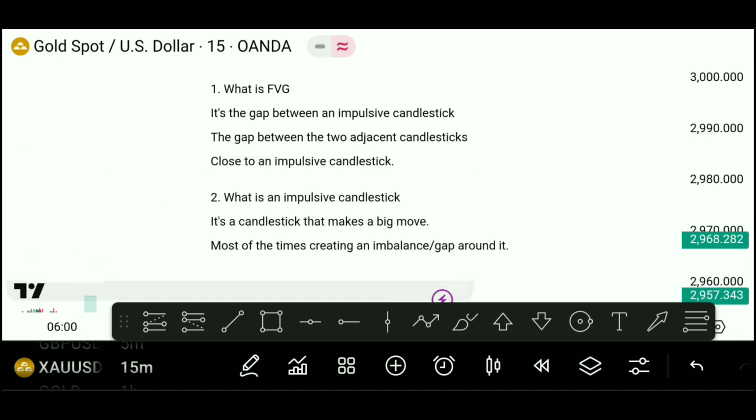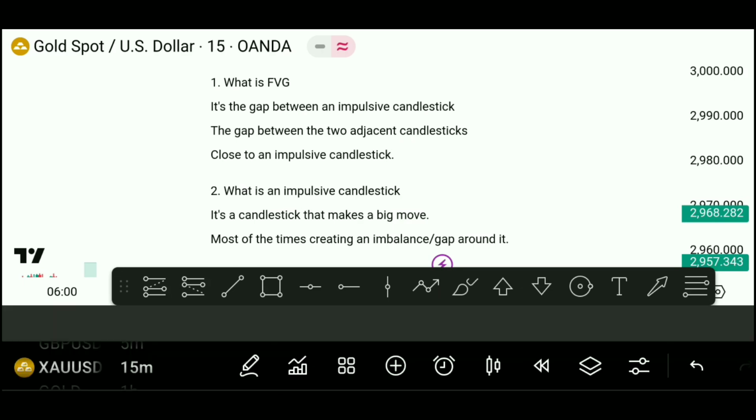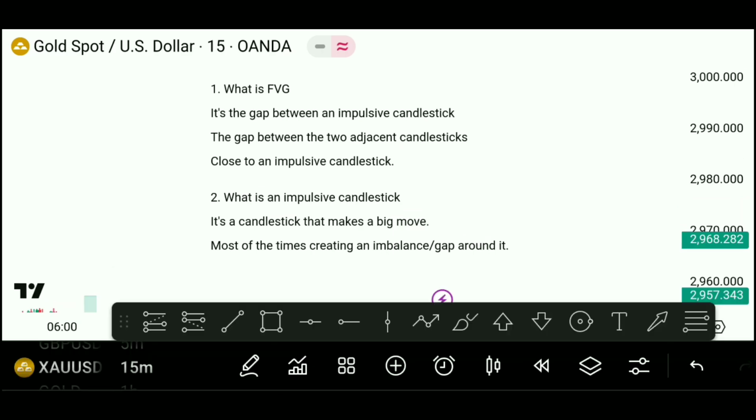Let's dive in. So what is FVG or fair value gap? It is the gap between two adjacent candlesticks that are close to an impulsive candlestick. So if you have a big candlestick that makes a big move, and then the two adjacent candlesticks that are close to it, the gap between them is what we call a fair value gap. I'll be showing you guys on the live charts how you can identify it.